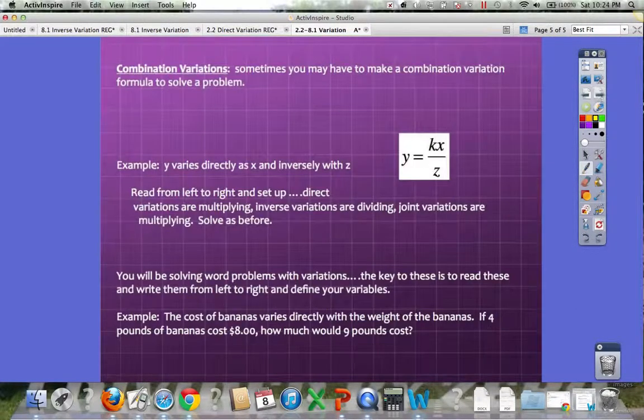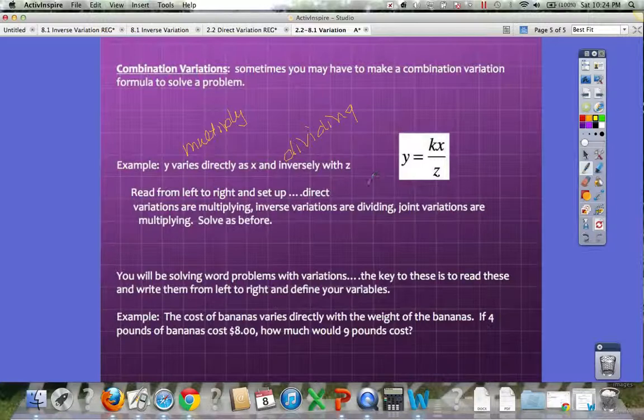Alright, now, combination variation. Sometimes you're going to have to make a combination variation formula to solve a problem. So you'll be given different information, and the wording will tell you exactly how to set it up. Remember, direct variation, you multiply as you do with joint, and inverse is going to be dividing.